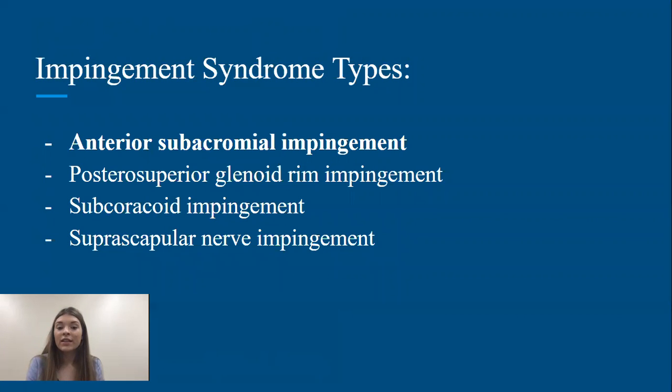Posterior superior glenoid rim impingement is potentially caused by the inner fibers of the rotator cuff and fibers of the posterior superior labrum between the greater tuberosity and the posterior superior glenoid being compressed. Subcoracoid impingement is potentially caused by a posterior rise of the humerus in a plane of 30 degrees combined with internal rotation. Suprascapular nerve impingement is potentially caused by the intrusion of the suprascapular nerve.